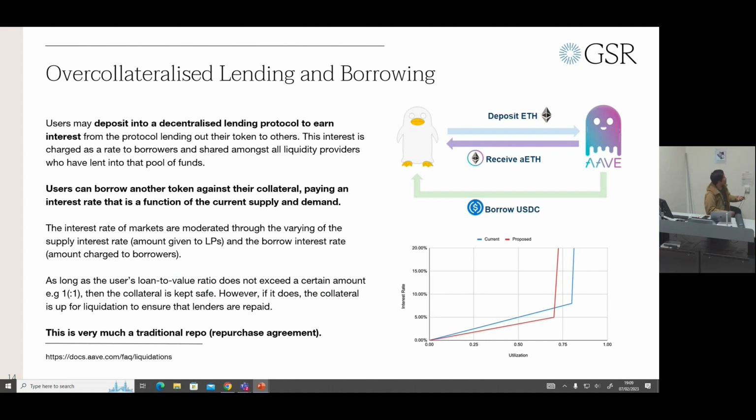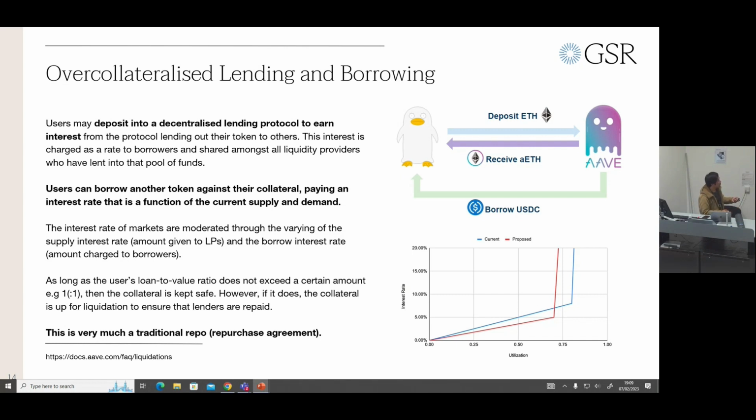So as I mentioned earlier, a lot of the different money markets that happen on chain are over collateralized. So what does this mean? It means you have to put up some collateral first. So let's say you put up $1,000 worth of Ether to then be able to borrow, let's say, $800 worth of Uniswap tokens.